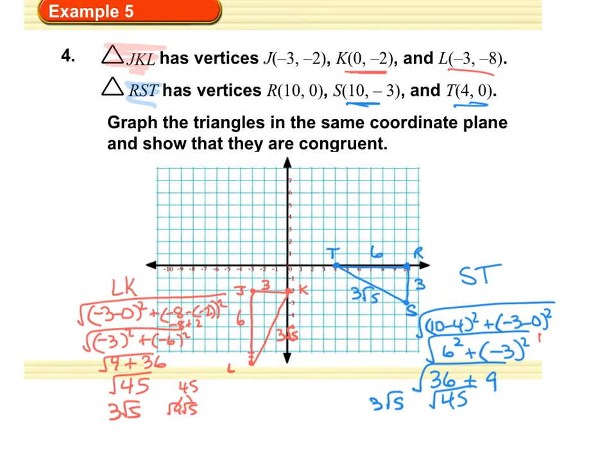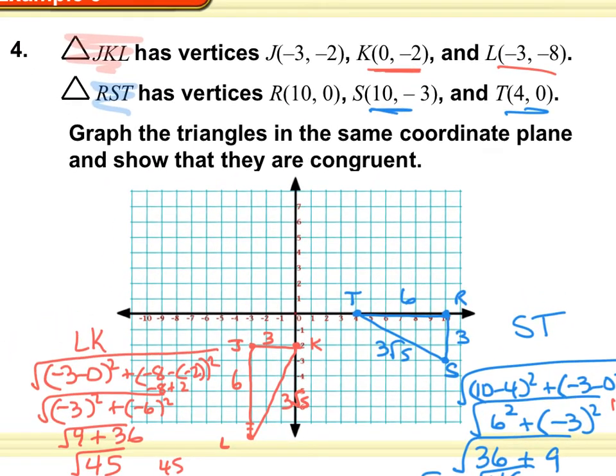And I could actually write a congruency statement. I could say that triangle JKL, and J to K is the 3, is congruent to triangle RST. So from R, is it this order?